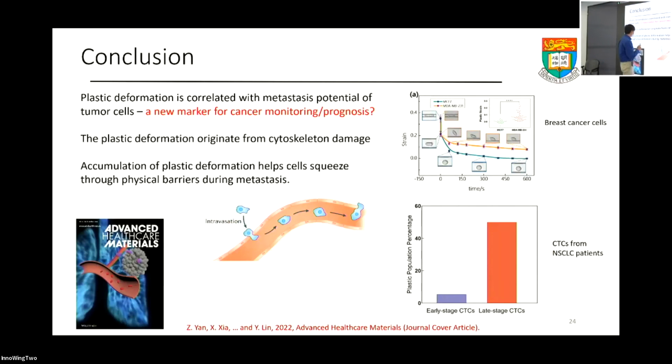Okay, so yeah, I think that's the summary, and I don't want to go through the rest of the story. What we are pushing is to try to establish the plastic response of a cancer cell as a new marker for cancer monitoring and prognosis. Okay, we are still trying to work on that.